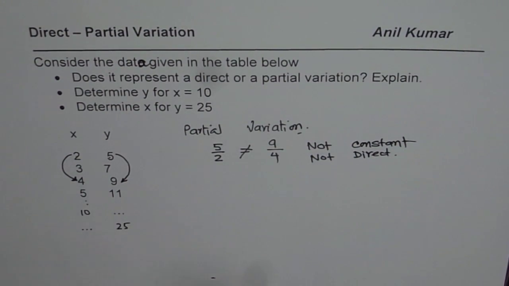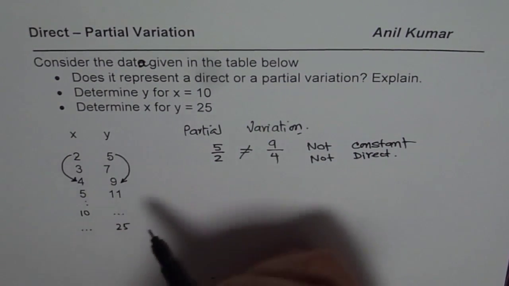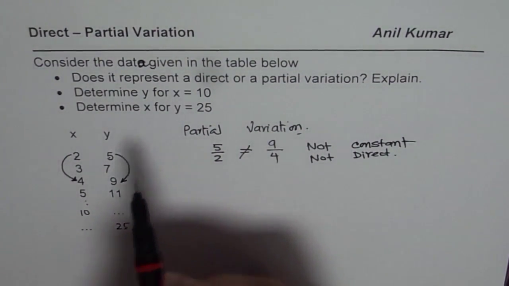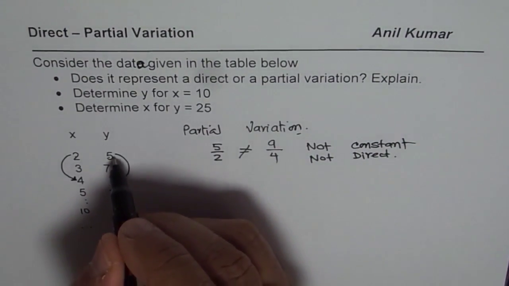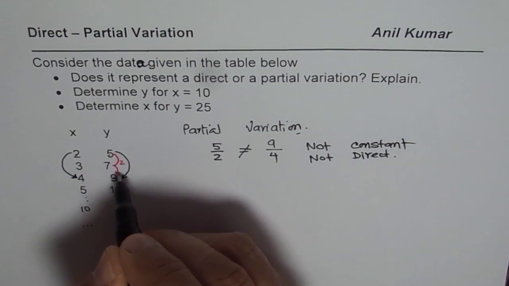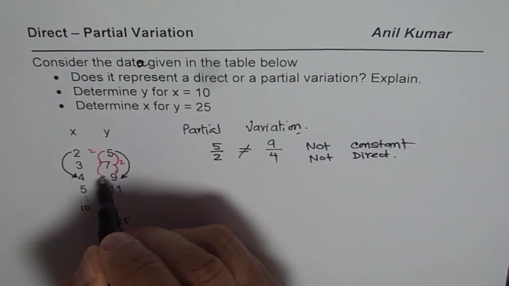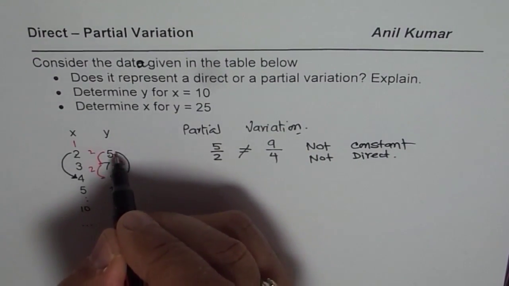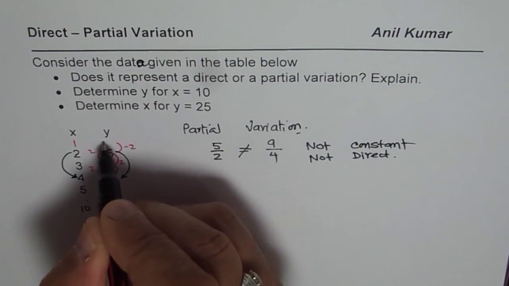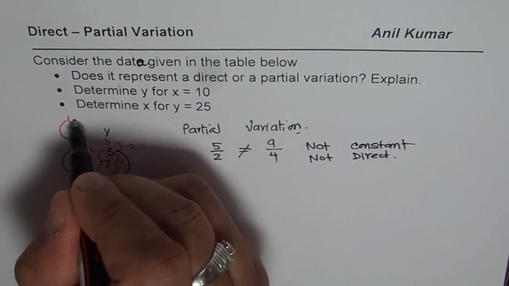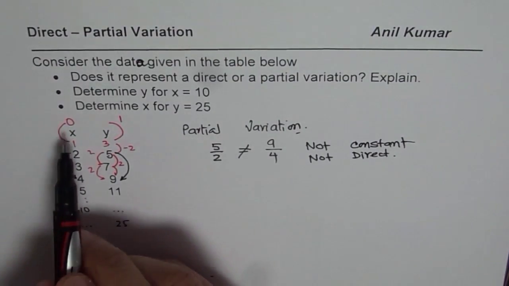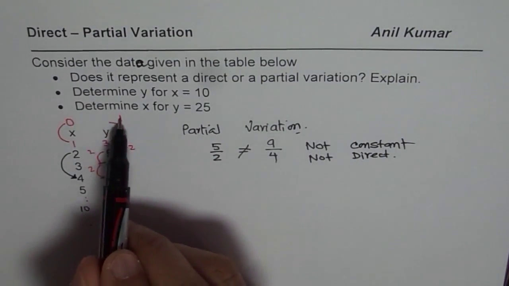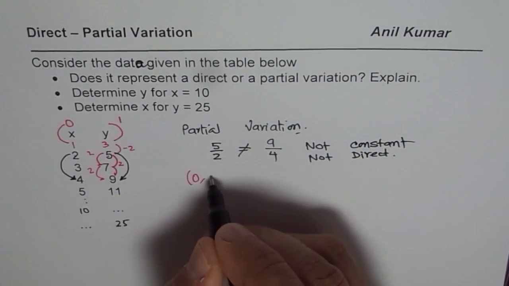Now how to get quickly the equation for partial variation? This is very important to understand. Now I'll show you a simple technique of doing so. What we find is that as we increase by 1 on the x side, y value increases by 2. Do you see this is going up by 2 each time, right? So that means for 1, if I go back, I have to reduce by 2, right? So I'll get 3. And if I further go down to 0, reducing by 2 will give me 1, right? So if x is 0, y is 1.